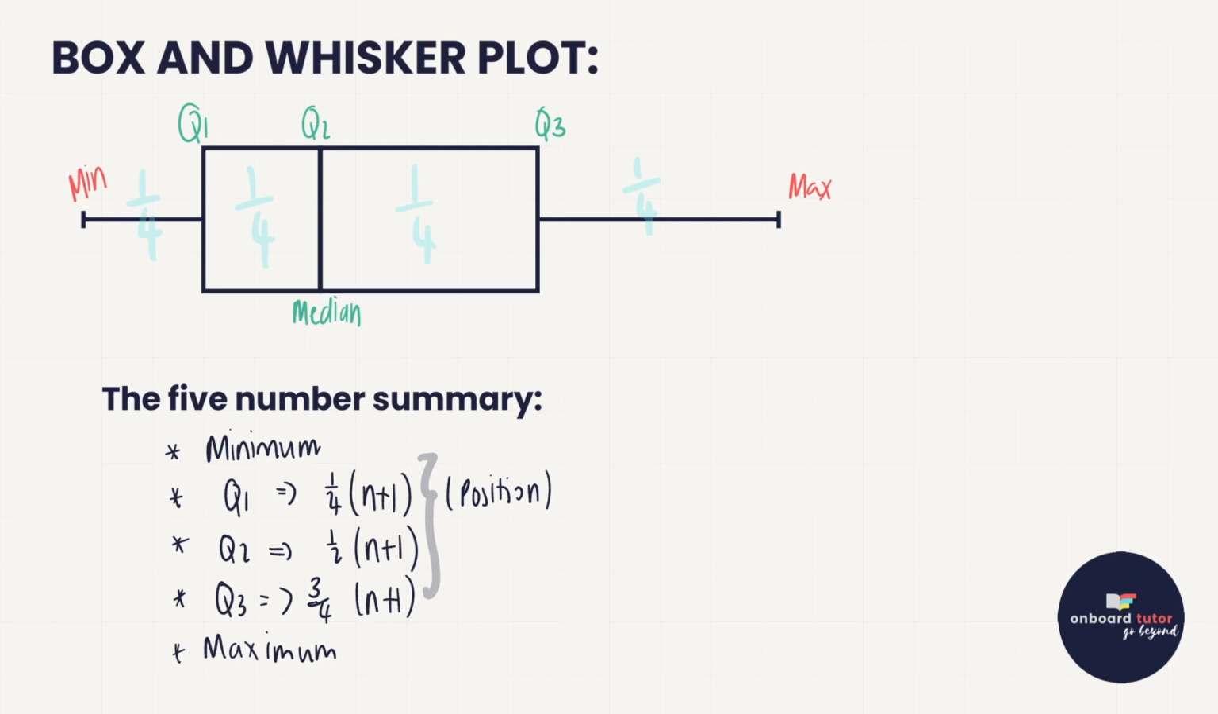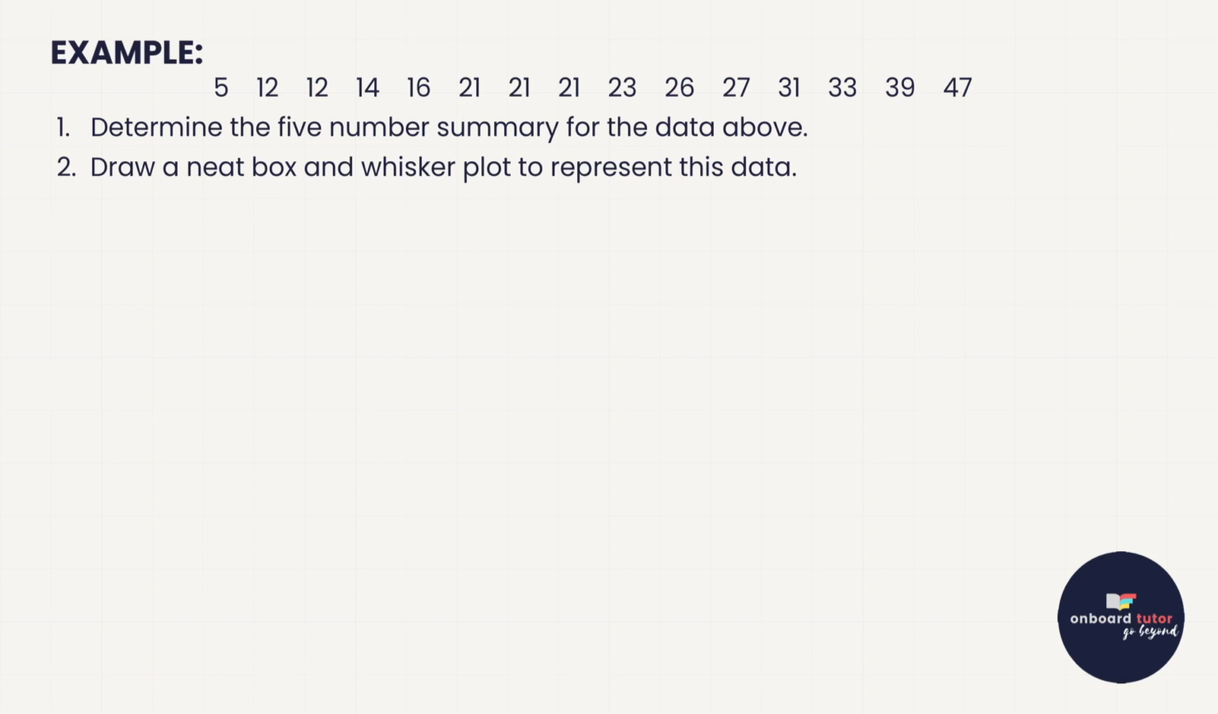Okay, let's try an example, put our knowledge to the test. Here we have a whole lot of data. Question 1: determine the 5-number summary for the data above. Question 2: draw a neat box and whisker plot to represent this data. The first thing I do, grade 10s, is I check, is this data in ascending order? Because if it isn't, I'm going to have a hard time working out the mean or the median and the quartiles, all that stuff. So it does go from smallest to biggest, so we are safe.